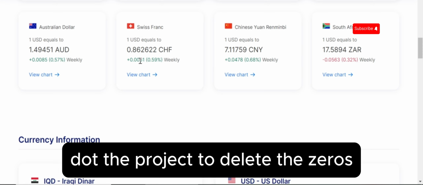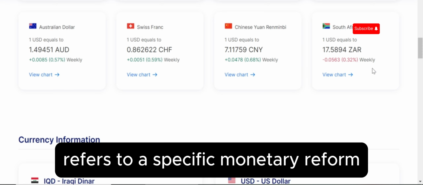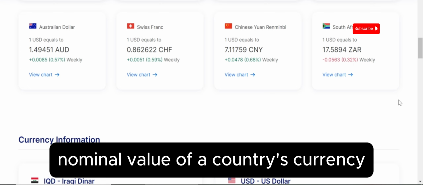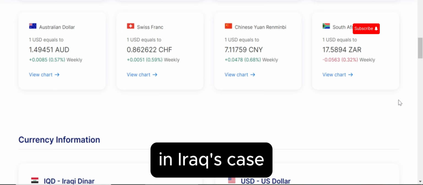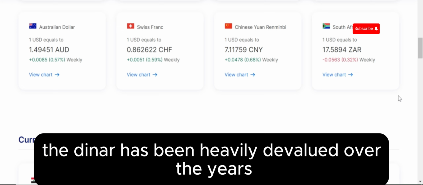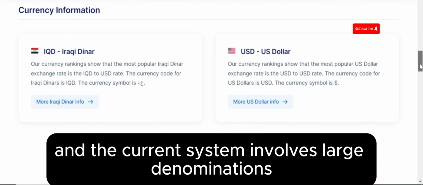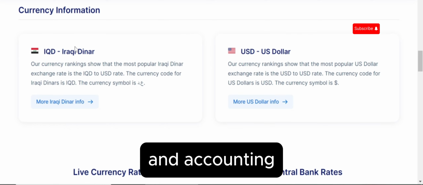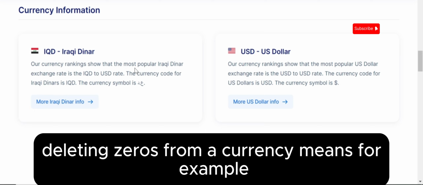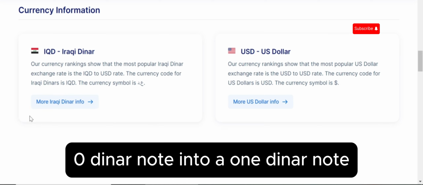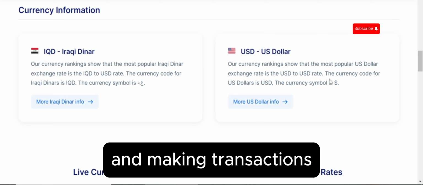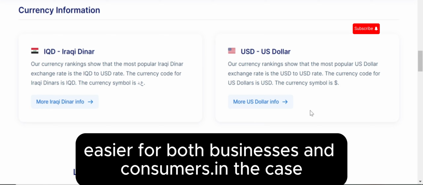The project to delete the zeros refers to a specific monetary reform that aims to address the large nominal value of a country's currency. In Iraq's case, the dinar has been heavily devalued over the years, and the current system involves large denominations that create practical issues for transactions and accounting. Deleting zeros from a currency means, for example, turning a 1,000 dinar note into a 1 dinar note, thereby simplifying the currency system and making transactions easier for both businesses and consumers.